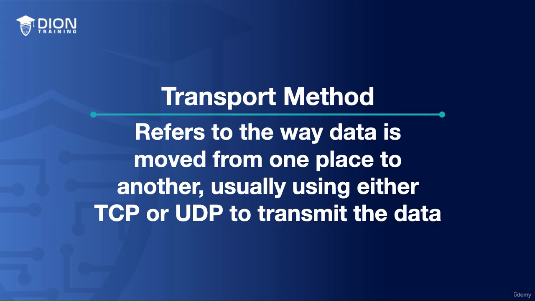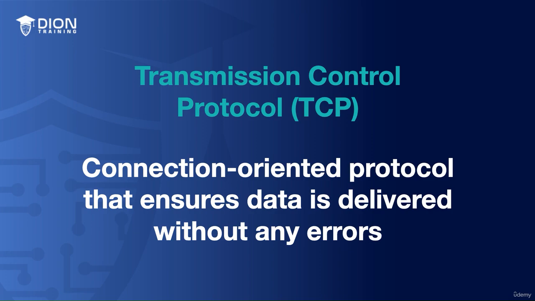A transport method refers to the way data is moved from one place to another, usually using either TCP or UDP to transmit the data. The Transmission Control Protocol, or TCP, is a connection-oriented protocol that ensures data is delivered without any errors. TCP is able to ensure this delivery by establishing a connection before data is transferred, and it's using acknowledgements, retransmissions of lost data, and sequencing to ensure the integrity of the data being transmitted.